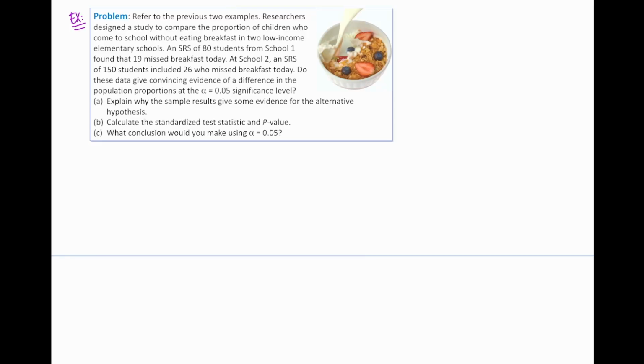Nice job. Okay, so we have two different groups of students here. We have two low-income elementary schools. We have two different samples. One will be the purple sample of 80 students, in which 19 missed breakfast. At school 2, we had 150 students and 26 missed breakfast. Do these data give convincing evidence of a difference in the population proportions at the 5% significance level? Explain why these samples provide at least some form of evidence.